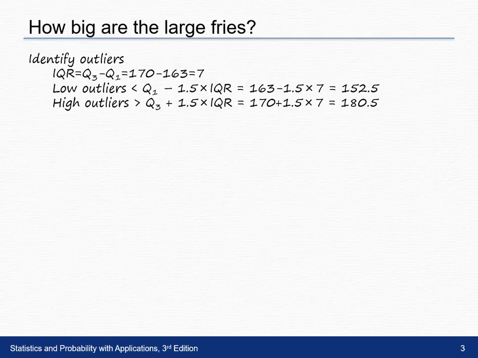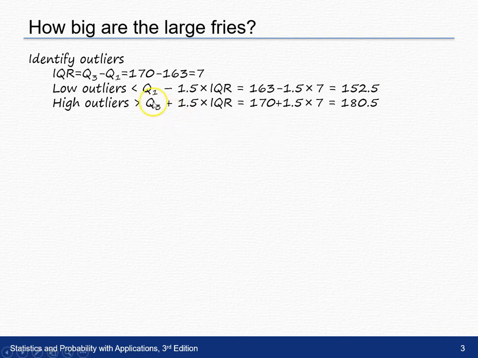Next, what we need to do is test for outliers. So we're going to identify any outliers by first looking at the IQR, Q3 minus Q1, which we determined is 7. Any low outliers are data values that are less than Q1 minus 1.5 times the IQR. So for us, when we compute that, we get 152.5. In our data set, we do have a value below that. Our minimum is 152 grams.